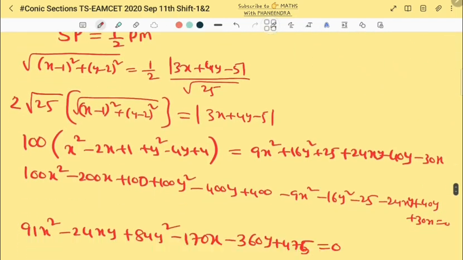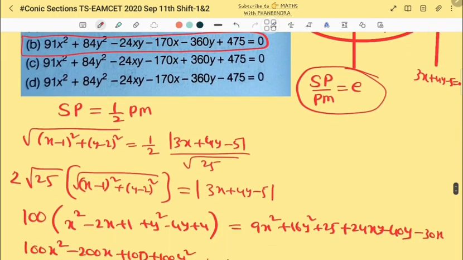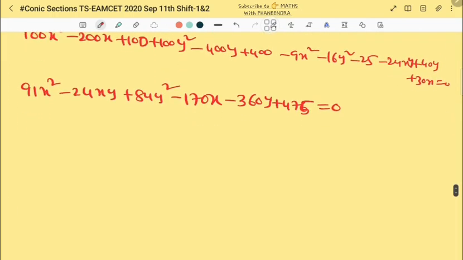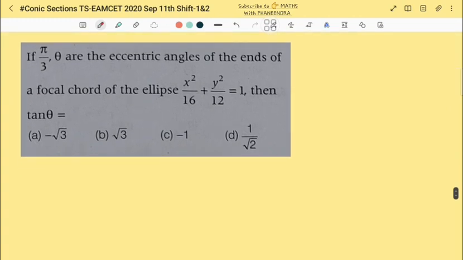I hope everyone understands. These are just general definitions, so the questions are very easy, dear students. The only thing is we need to focus on it. Okay, we'll move on to another question.